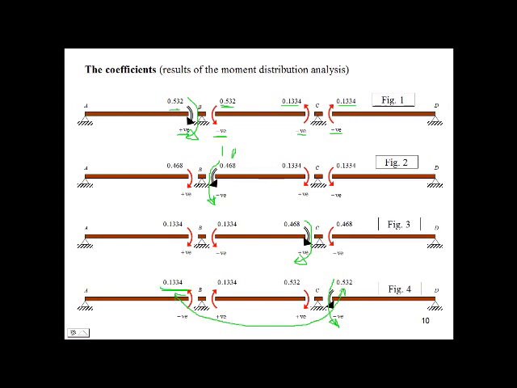Before we go to the next slide, I would like to clarify two things. 1. Figures 2 and 3 represent beam 2. 2. The results of the moment distribution analyses, and more specifically the end moments, will be referred to as the coefficients.